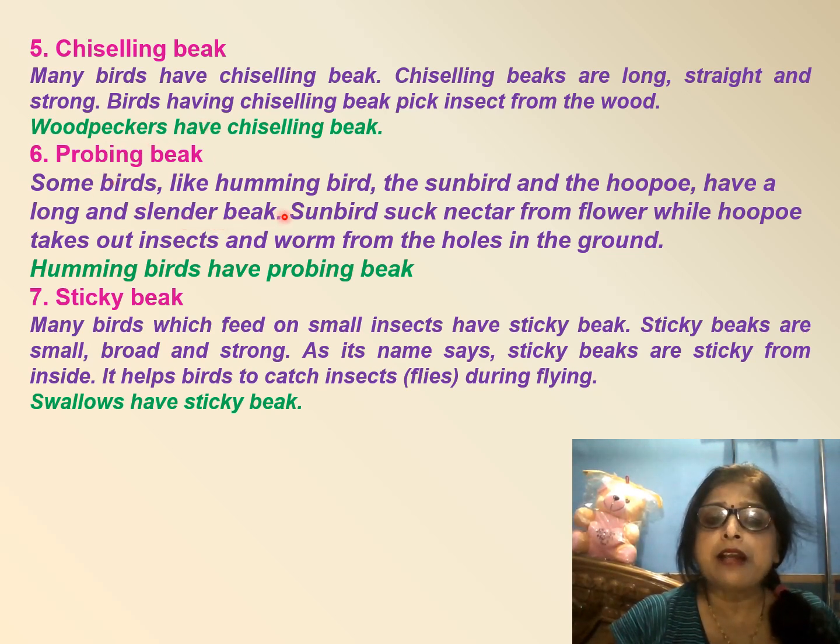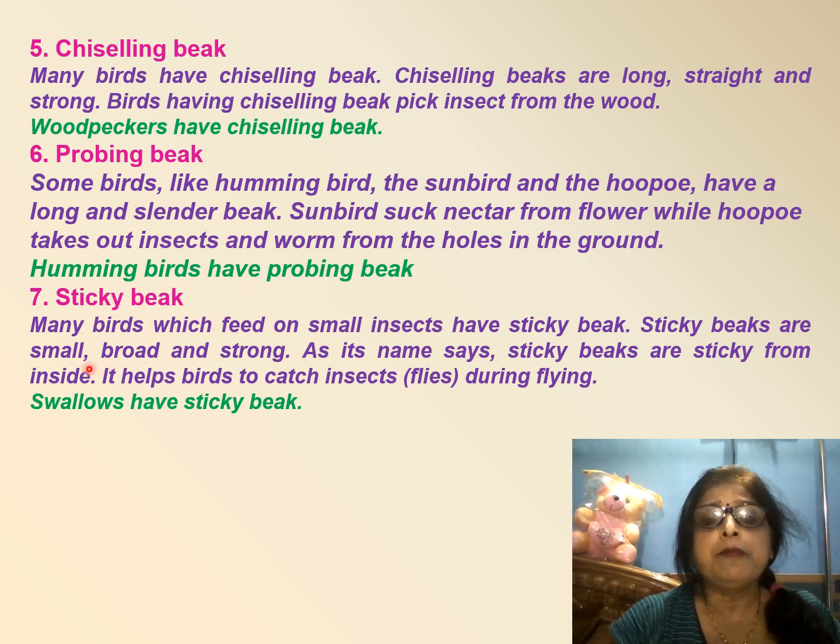Next one, probing beak. Some birds like the hummingbird, the sunbird and the hoopoe have a long and slender beak. They suck nectar from flowers, while the hoopoe takes out insects and worms from the holes in the ground. And hummingbirds have probing beak.